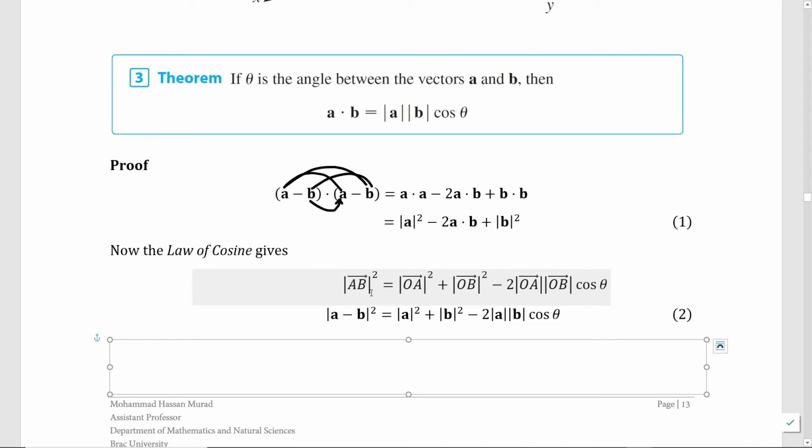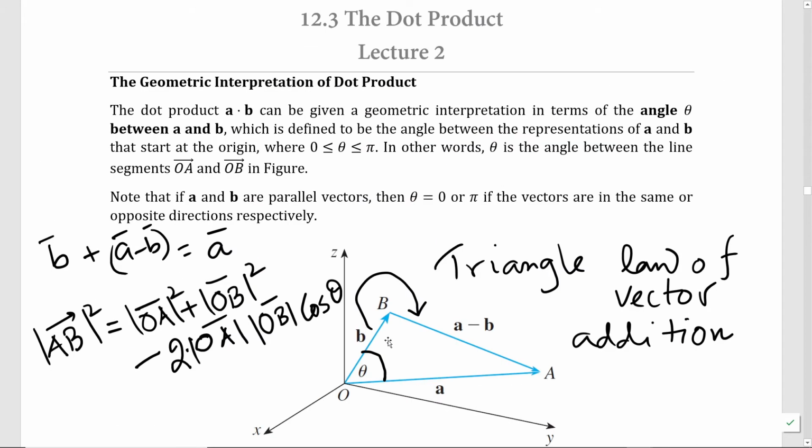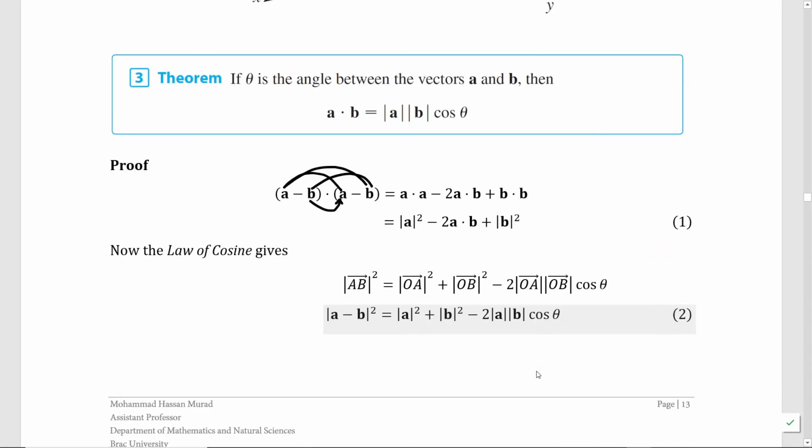Now, the left-hand side is simply the square of the magnitude of the vector A minus B, since BA and AB both have the same magnitude. And OA is the representation of the vector A, so it's the square of the magnitude of A, and similarly the square of the magnitude of B, minus 2 times the magnitude of A, the magnitude of B, and the cosine of the angle between them.